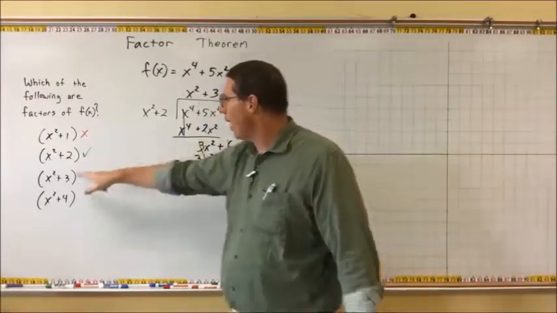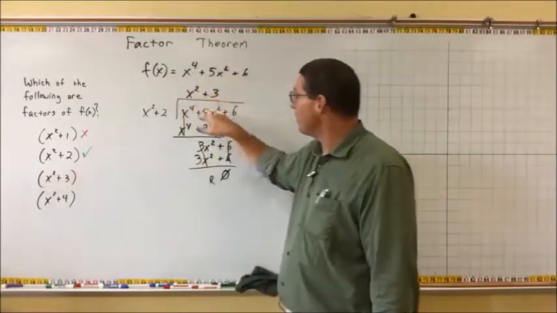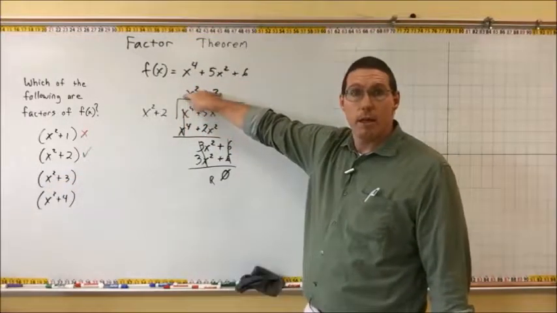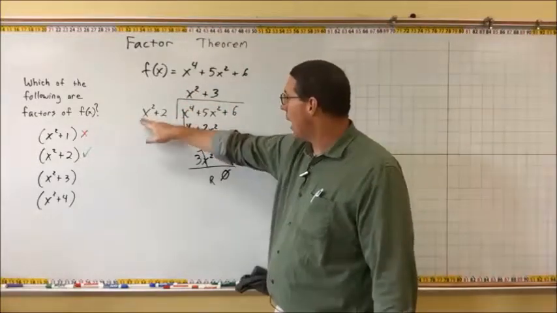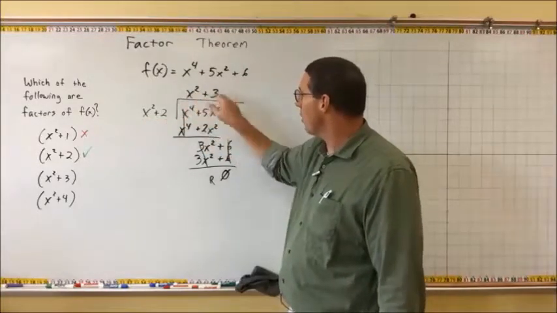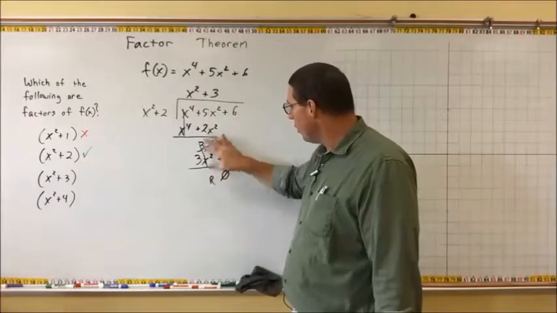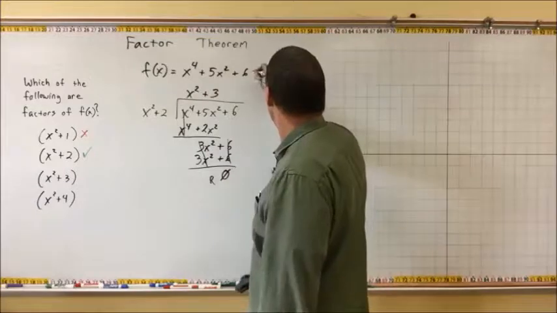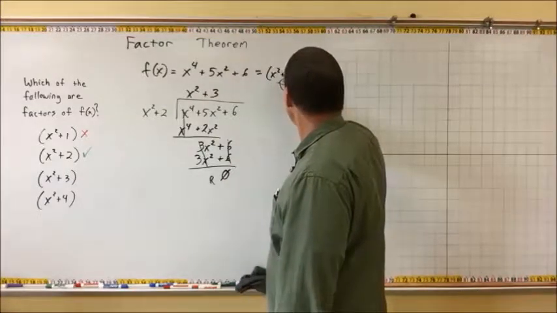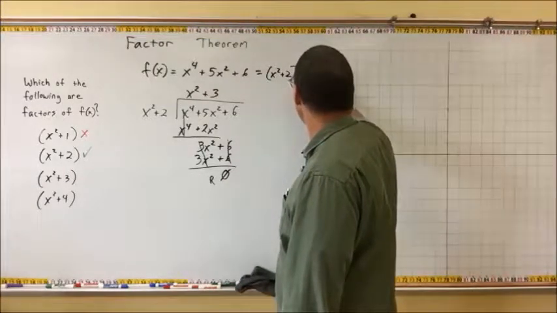We're about to go find out whether x squared plus 3 is a factor. Well, it is. And we know that because when we divide this polynomial by x squared plus 2, we get x squared plus 3 with a remainder of 0. So this must be equal to x squared plus 2 times x squared plus 3.